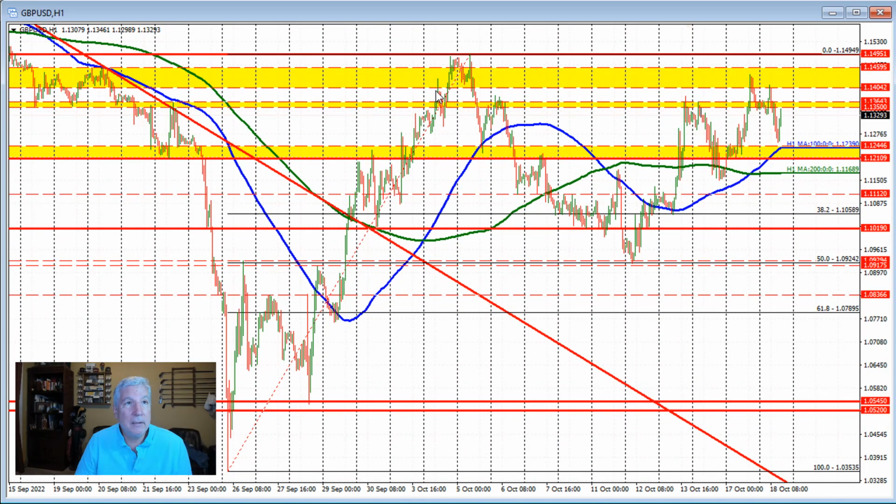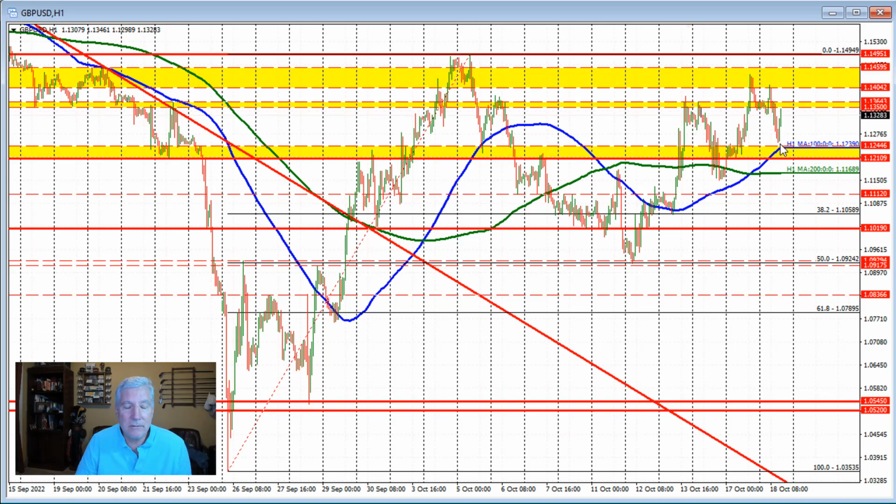We did move above it in trading on October 4th and I guess October 5th, and the market could not sustain. We had a double top up there, and the market rotated to the downside, rotated further to the downside through here, and then back up to the area in trading yesterday and again today before moving to the downside here.